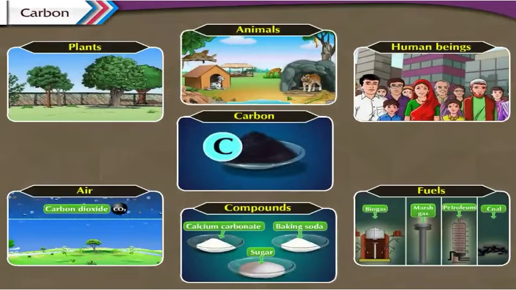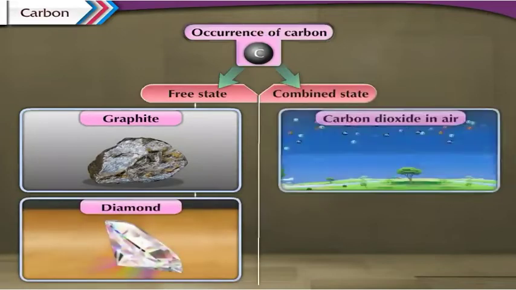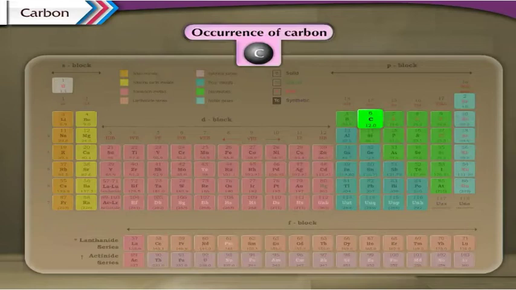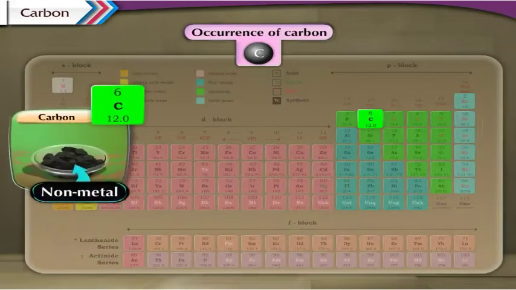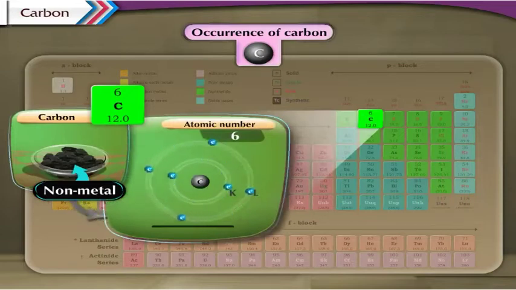Carbon. The element carbon is found in abundance in nature. It occurs in the free state as well as the combined state. The symbol of the element carbon is C. It is a non-metallic element. Its atomic number is 6 and atomic mass number is 12.